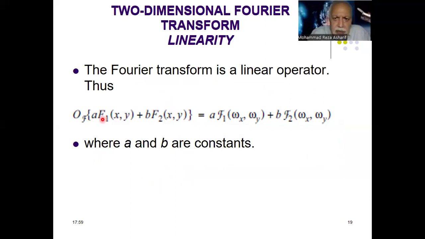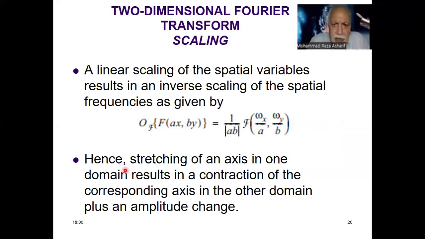Also, the Fourier transform is a linear operator. So the operator on A F1 plus B F2 is A F1 of omega plus B F2 of omega. And then a linear scaling of the spatial function results in an inverse scaling. So if we expand, stretching an axis in one domain results in the contraction of the corresponding axis in the other domain, plus an amplitude change. So expansion is compression and compression is expansion.